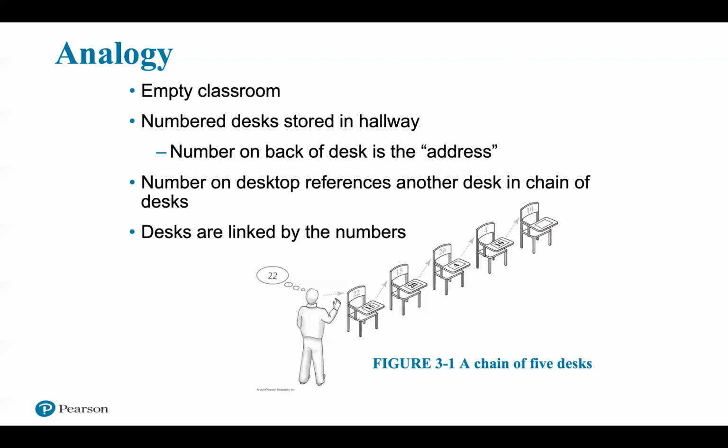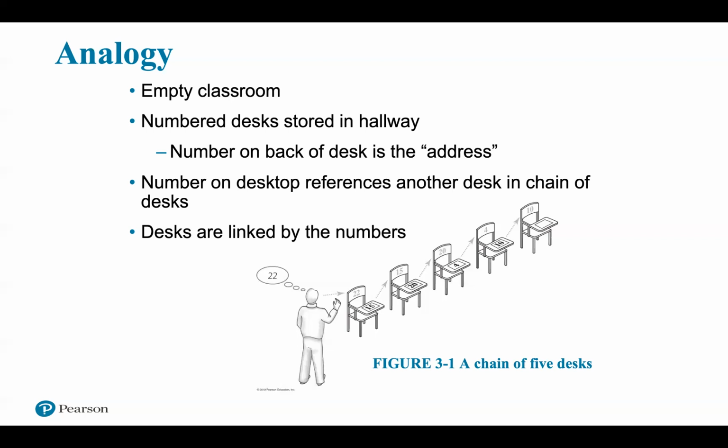The instructor knows the address of the first desk in the chain, and so can ask questions of the student at that first desk. Then by looking at the address or desk number that is written on the paper on the first desk, the instructor can locate the second desk in the chain and can question its occupant.